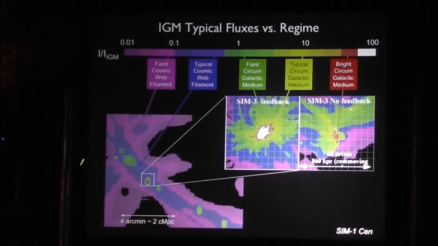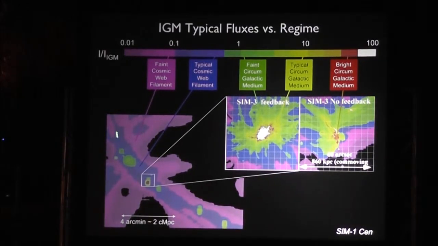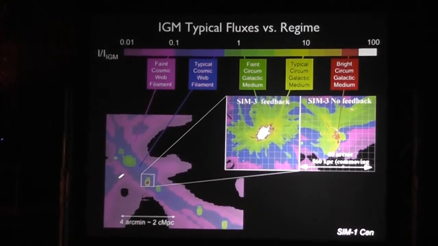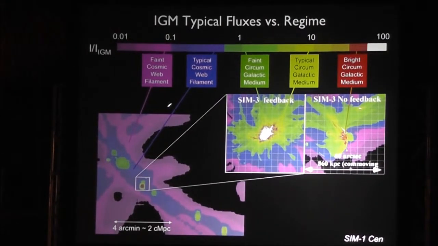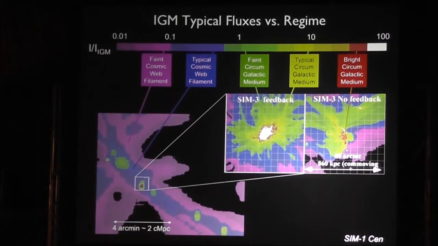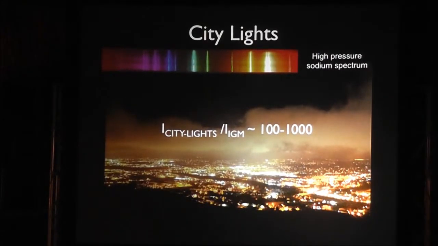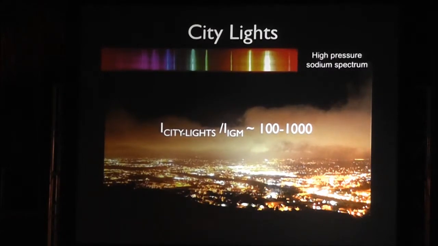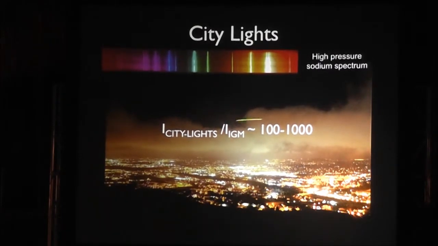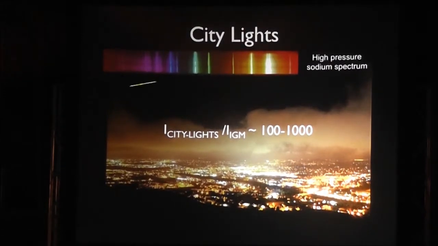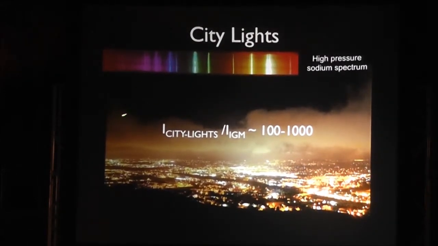Here is a color code showing you how different regions of the IGM in a certain unit, which I've normalized to be 1. So the average IGM is about 1, and it can range from 100 in the brightest regions around galaxies to, in the filaments connecting galaxies, 0.1 and even 0.01. So what are these other things in these units? City lights. Well, fortunately, not so bad here. In fact, the sky is very dark here. But in Temecula, near Palomar, that's actually a picture of Temecula. That's what we see, the spectrum of sodium. We get a lot of sodium in our spectrum at Palomar. And it can be 100 to 1,000 times the brightness of the IGM.